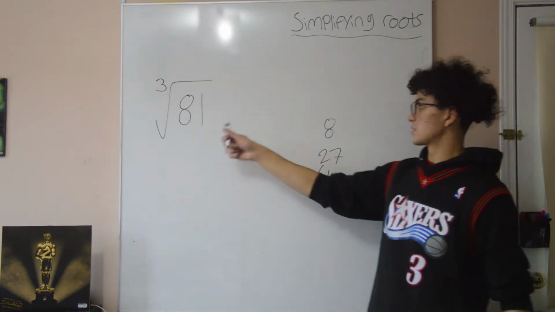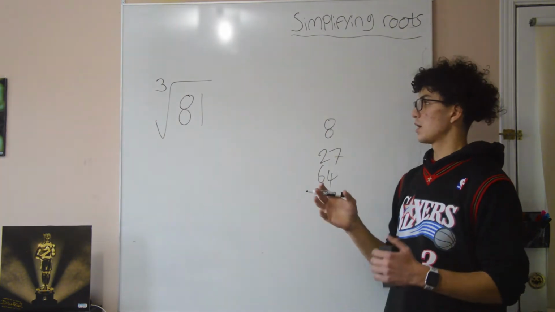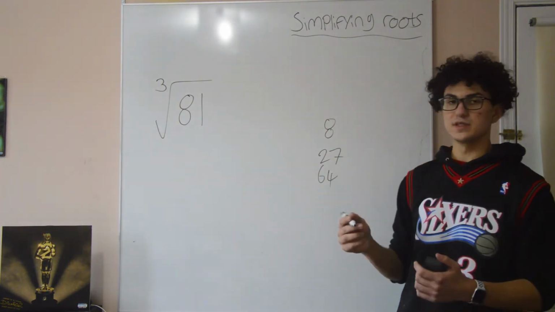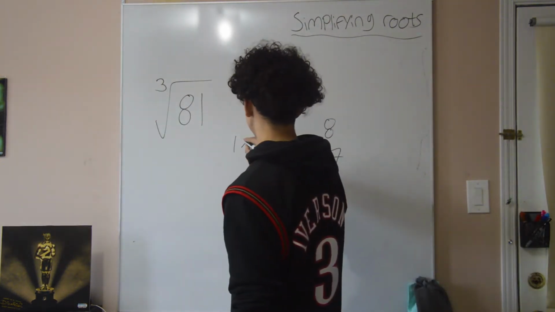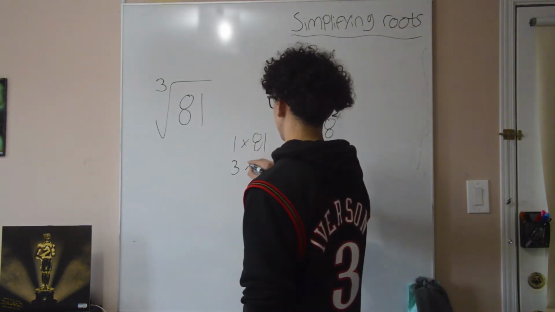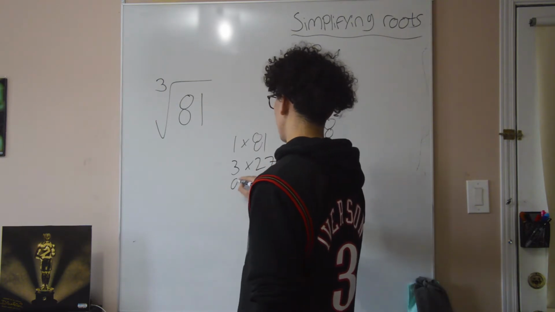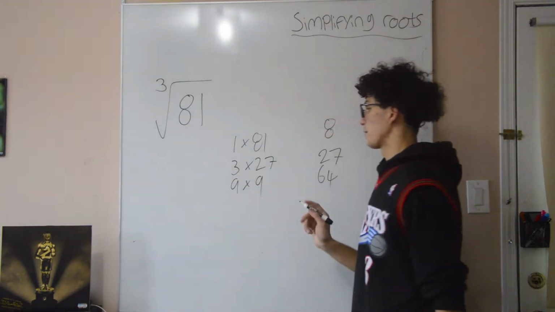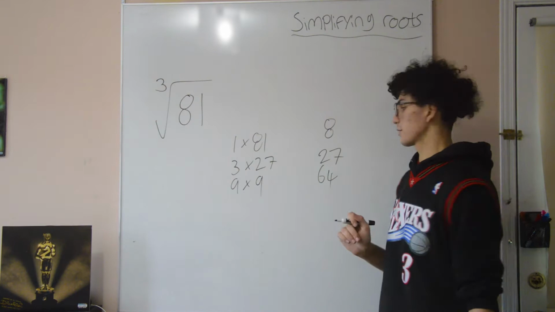Our next step is to break up 81 into one of these. So what is another way of writing 81? Well, we have 1 times 81. We have 3 times 27. We have 9 times 9. And I'm just going to stop there because it just loops back.